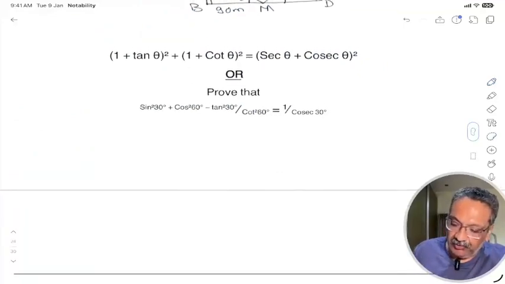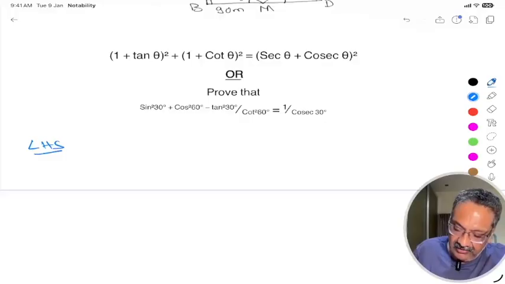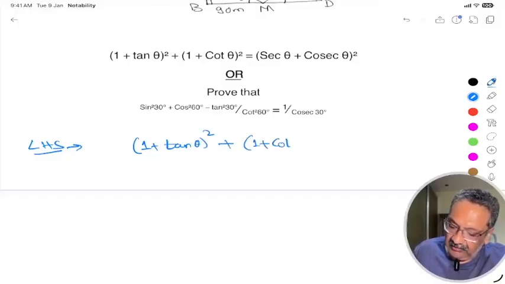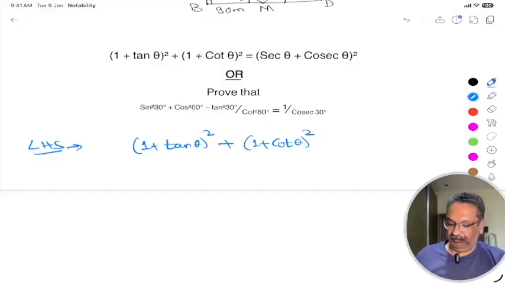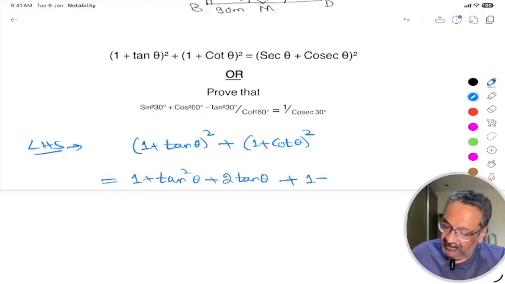Next question, we have to prove that (1 plus tan theta) whole square plus (1 plus cot theta) whole square is equal to (secant theta plus cosecant theta) whole square. Okay, first let us take the LHS. We have (1 plus tan theta) whole square plus (1 plus cot theta) whole square. We will expand this. This will be 1 plus tan square theta plus 2 tan theta, plus 1 plus cot square theta plus 2 cot theta.